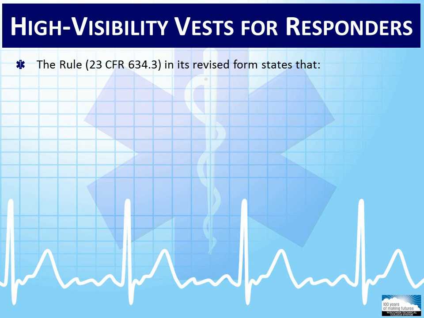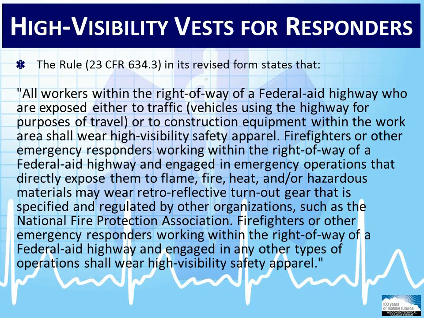The rule in its revised form states that all workers within the right-of-way of a federal aid highway who are exposed either to traffic, vehicles using the highway for purposes of travel, or to construction equipment within the work area shall wear high visibility safety apparel. Firefighters or other emergency responders working within the right-of-way of a federal aid highway and engaged in emergency operations that directly expose them to flame, fire, heat, and/or hazardous materials may wear retroreflective turnout gear that is specified and regulated by other organizations such as the National Fire Protection Association, NFPA.